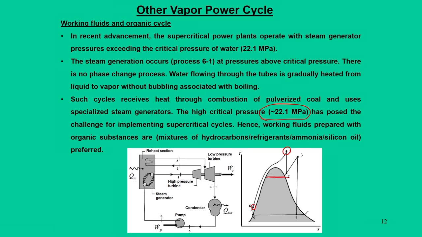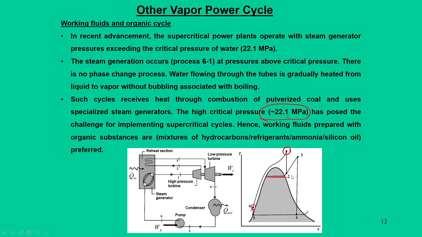But to do that, the material restrictions pose some limitations, because of which we have to choose some working fluids for which the critical pressures can be less. That means we can operate the Rankine cycle in a supercritical manner. That means directly going from liquid to vapor without going through this liquid vapor region.